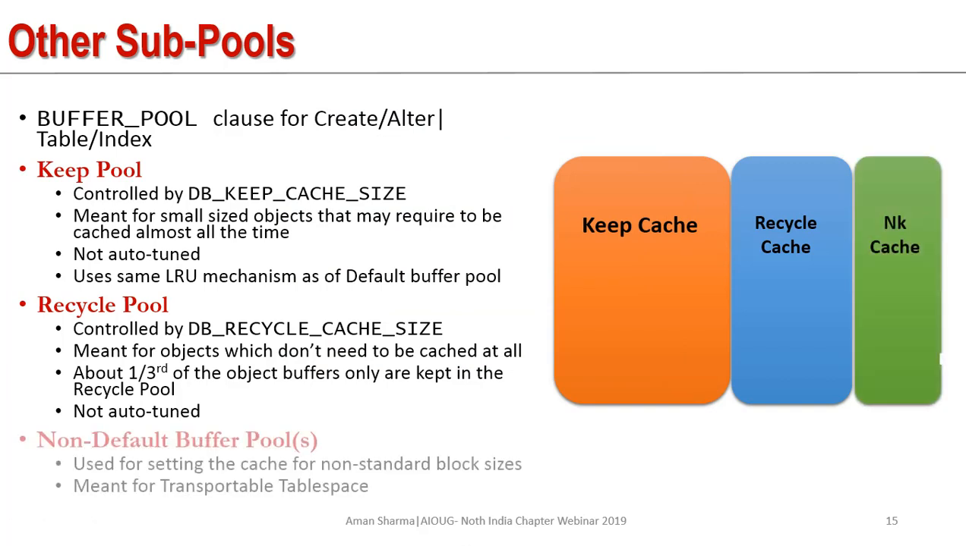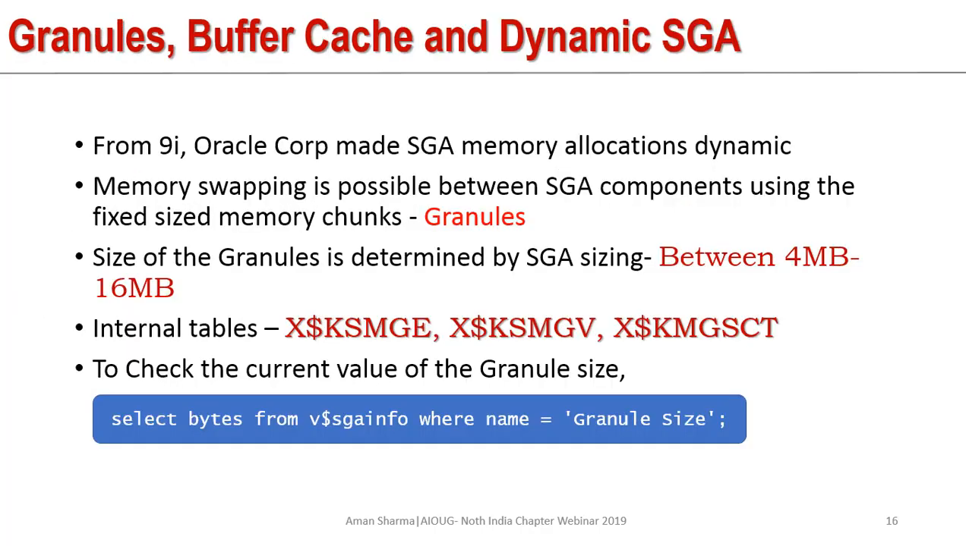The nK caches, of course, are also going to be there, and as I said, they are basically meant for the transportable tablespace mechanism, which is obviously going to be needed only if you're going to be setting up non-default block sizes in your environment.